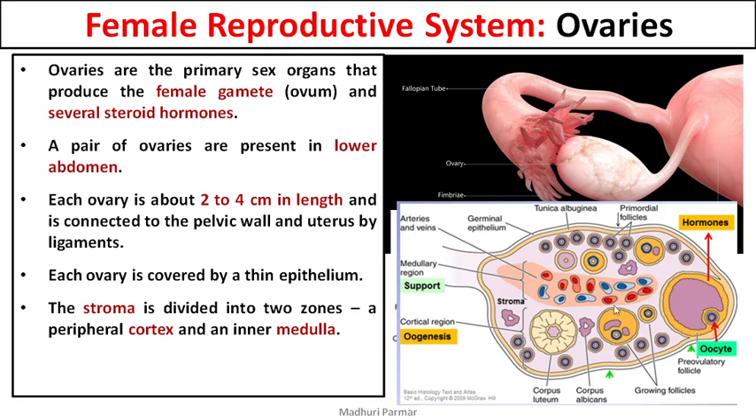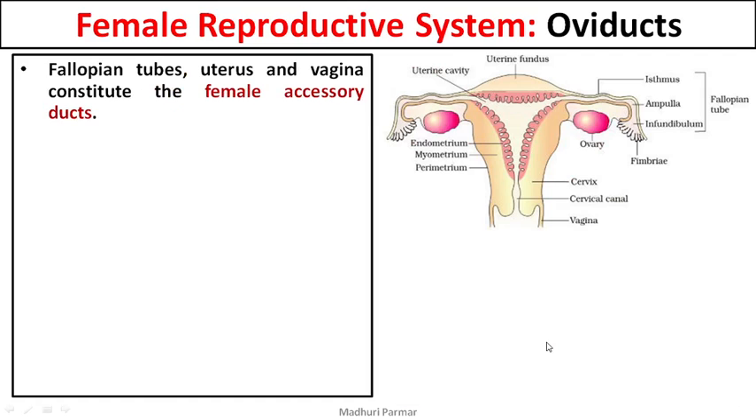The red part or the middle part actually has the nerves as well as the blood vessels. And the cortex is the region where ovarian follicles are found in different stages. You can see these are the different ovarian follicles and they are present in the different stages.